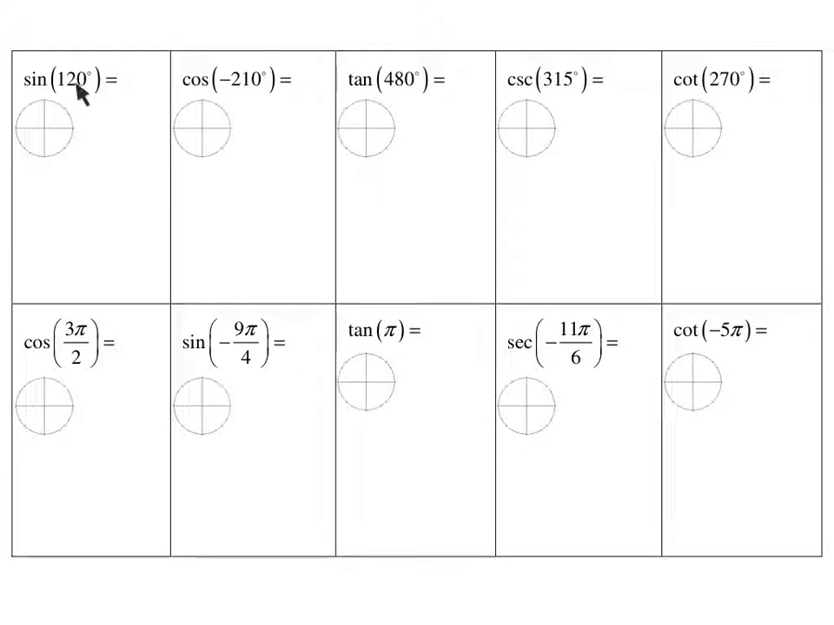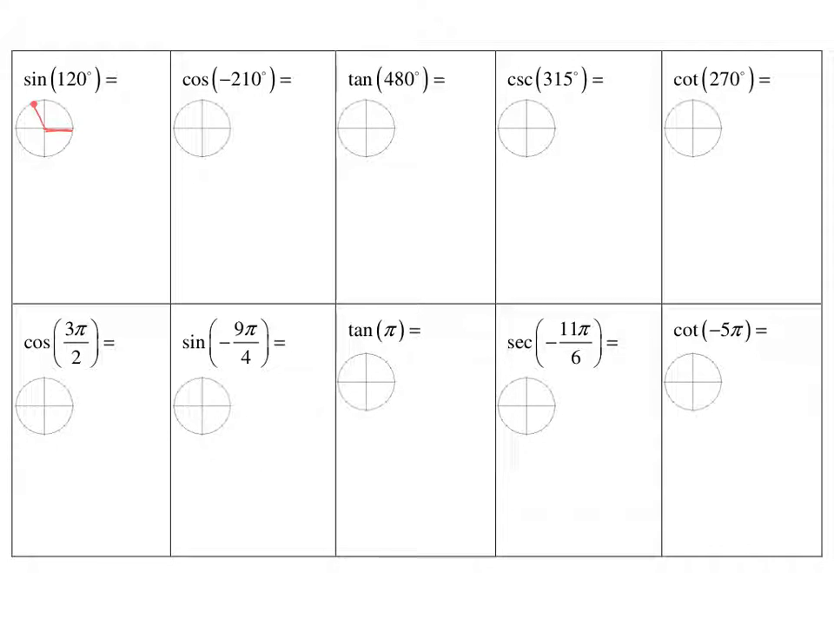So I want to find sine 120 degrees. The first thing you want to do to find sine 120 degrees without a calculator is find 120 degrees on your unit circle. So 120 degrees would be right there. Now you want to think of what's the coordinate right there.